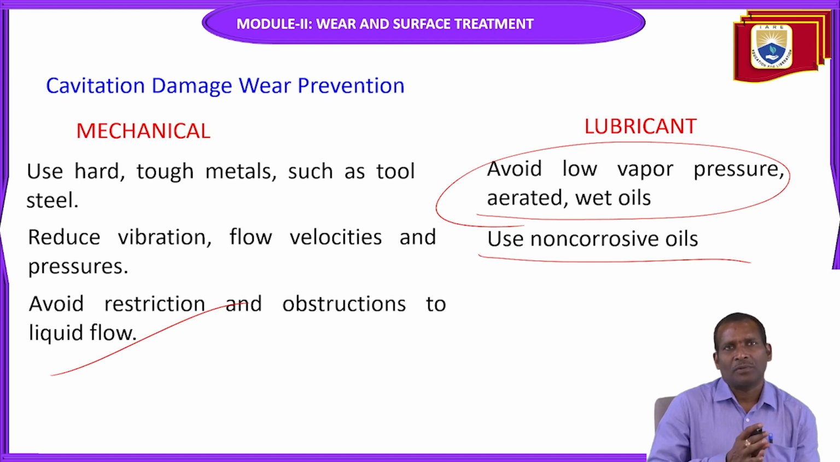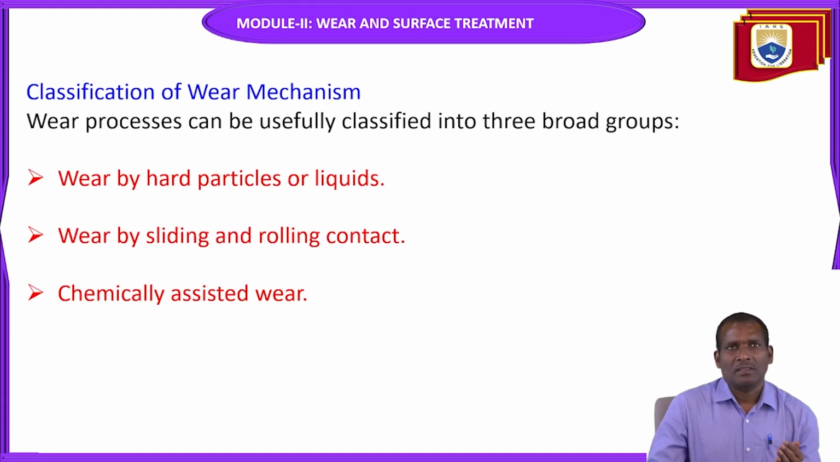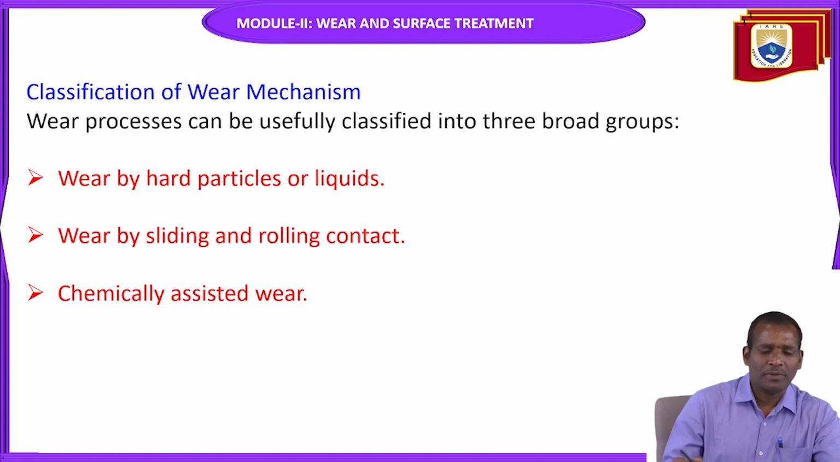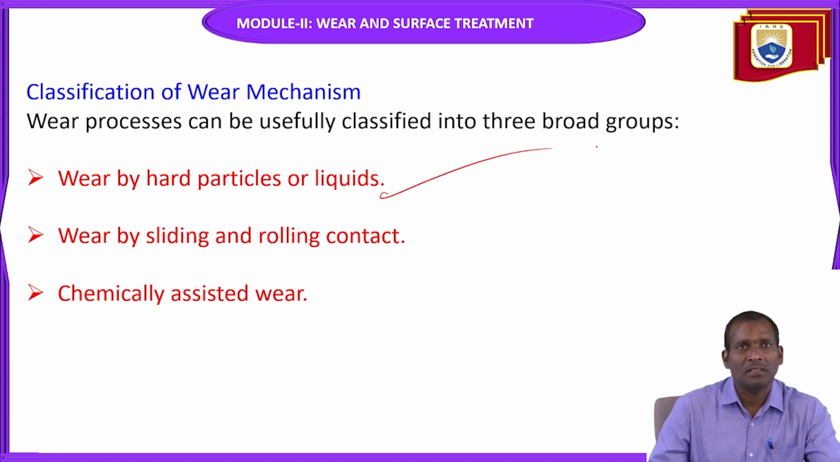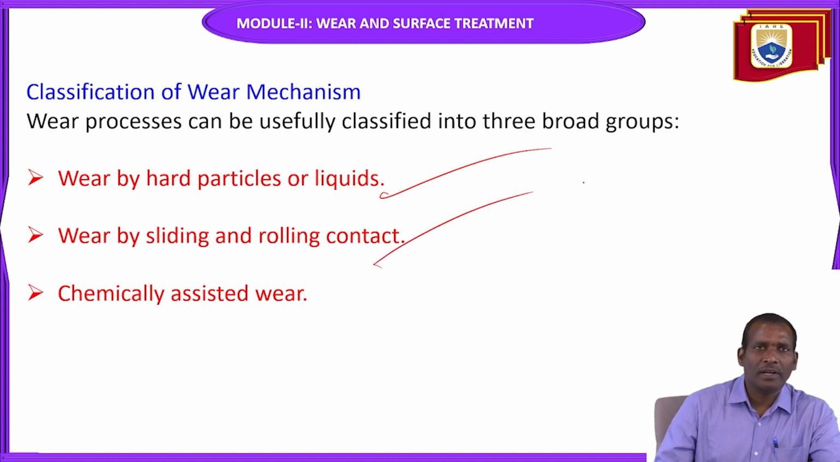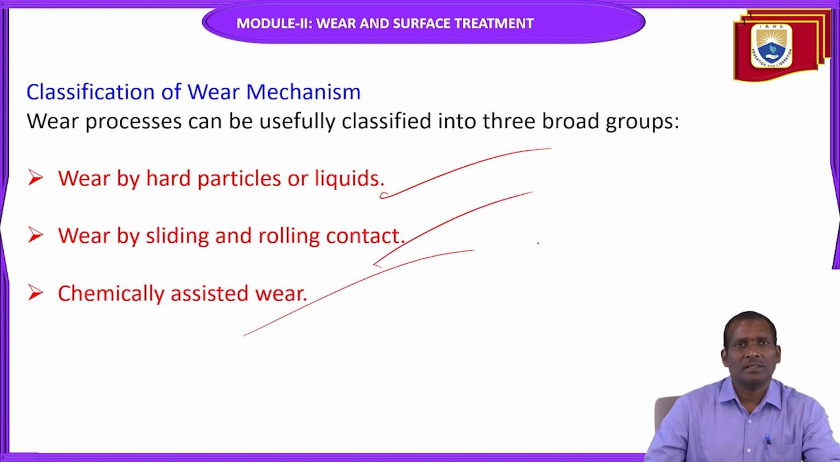So these are the important types of wears. So next, the classification of wear mechanisms. The wear process can be usually classified into three broad groups. So already we have discussed in earlier sessions. First one is wear by hard particles or liquids, wear by sliding and rolling contact, and chemically assisted wear.